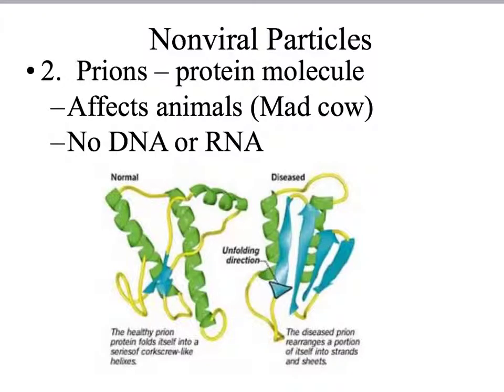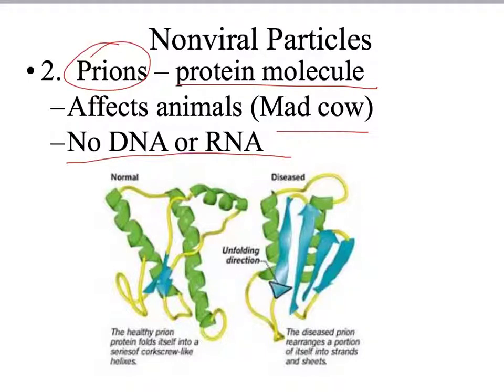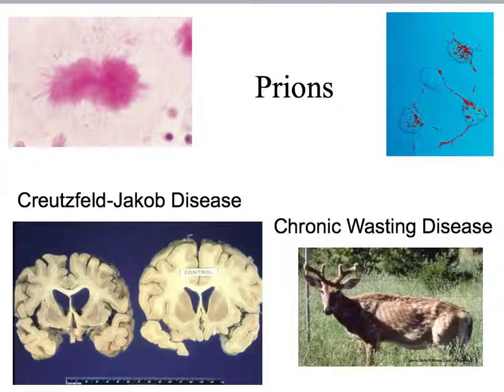The other non-viral particle that we talk about here is a prion. A prion is just a protein. The most common thing that you would have heard of is mad cow disease. Again, this doesn't contain any DNA or RNA. It's simply a protein that accumulates in the brain and causes mad cow disease. The human version of this disease is Creutzfeldt-Jakob disease. You can see the brain of someone who has Creutzfeldt-Jakob disease caused by that prion, and chronic wasting disease occurs in animals.